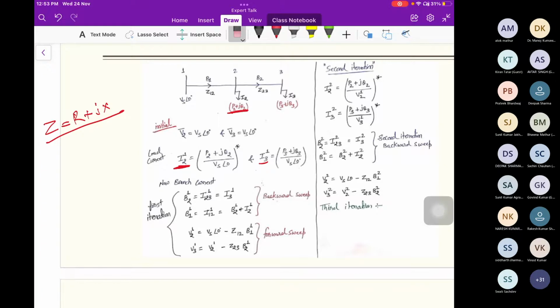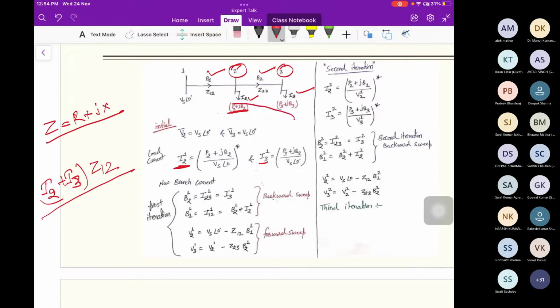So in this condition, we can calculate the I2 plus I3 into Z12. Like this concept, we can calculate the current injections. We can calculate the losses, and according to that, we can calculate the updated voltage. So first of all, we will follow these directions for the calculation of the I3, for the calculation of the losses.